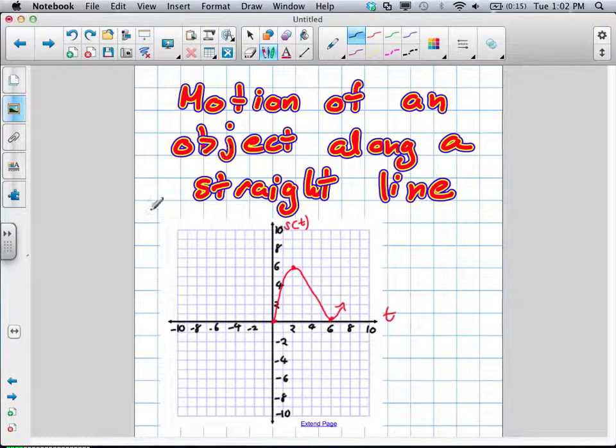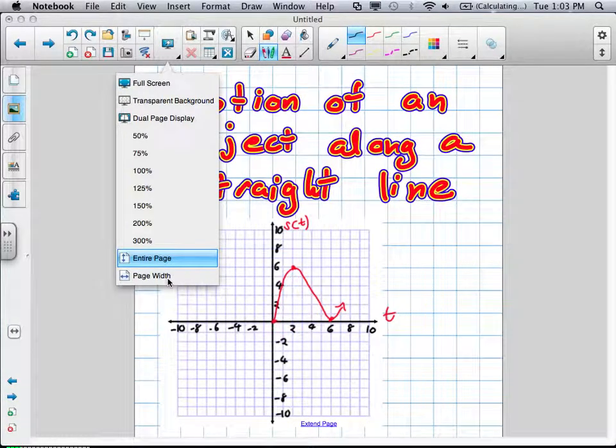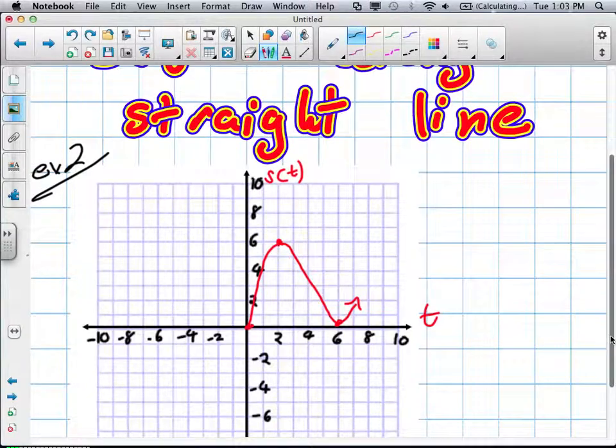Okay, this is the second example from your book. Motion of an object along a straight line. So they've given us a graph, and we have to reason what the motion of this object is along a straight line. Now, this isn't the graph of the object. We'll zoom in a little so you can see it better.